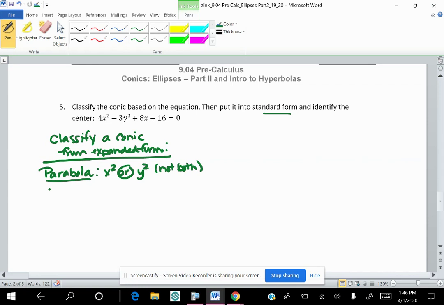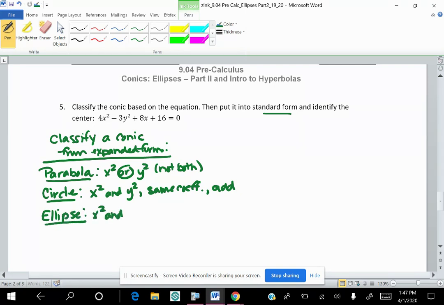Okay, if we have a circle, you're going to have an x squared and a y squared. They need to have the same coefficients in front of the x squared and the y squared, and they need to be added together. If it is an ellipse, very similar to a circle, x squared and a y squared, except this time they're going to have different coefficients, and they're going to be added together as well.